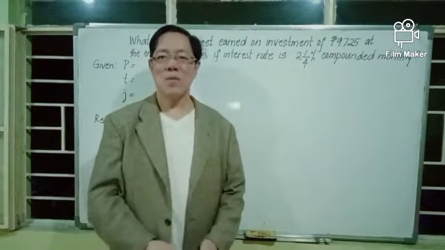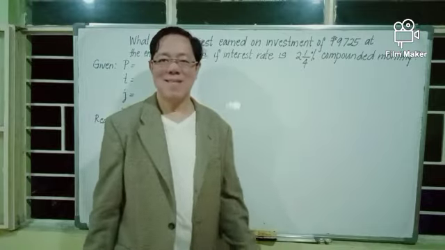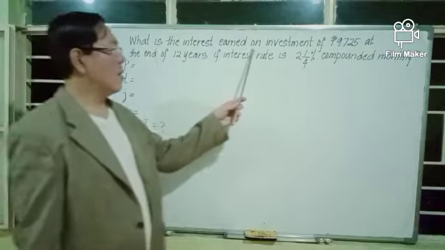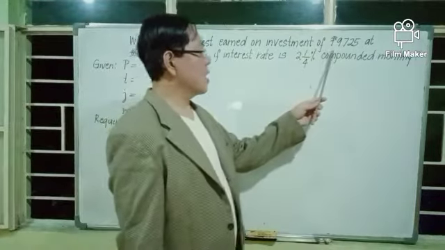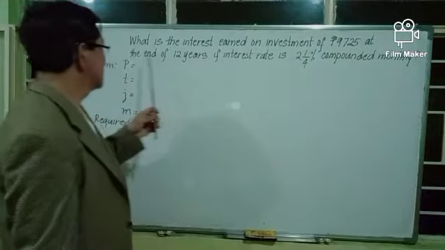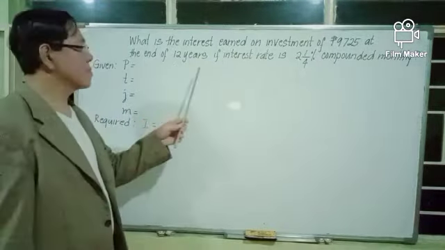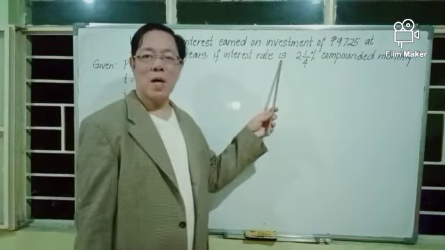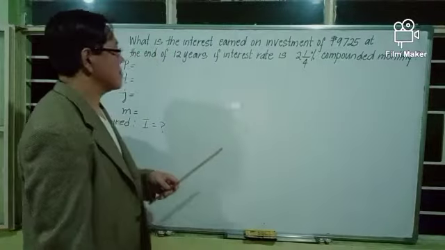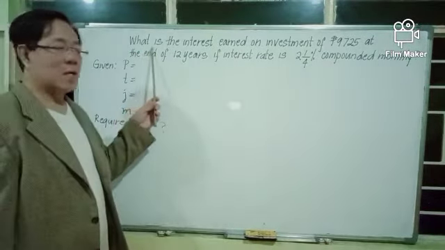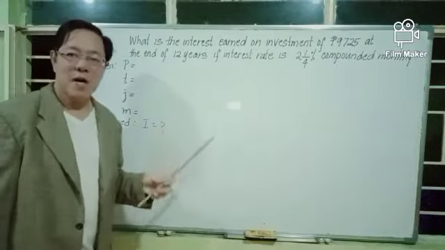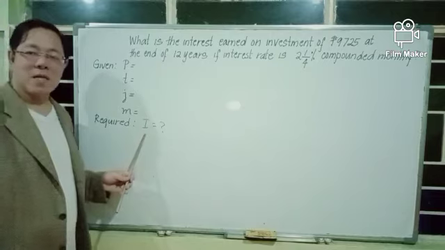For our example 2, consider the following problem. What is the interest earned on investment of 9,725 pesos at the end of 12 years, if interest rate is 2 1/4% compounded monthly? The question is, what is the interest earned? And so we are asked to find the amount of interest, capital I.